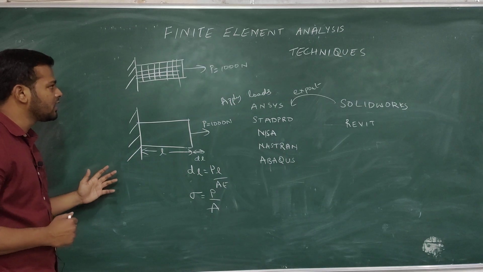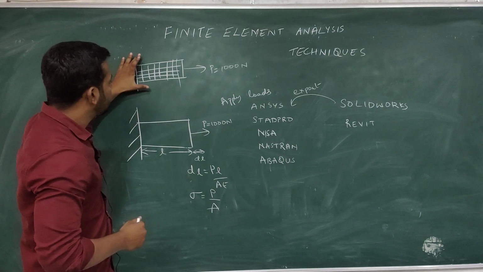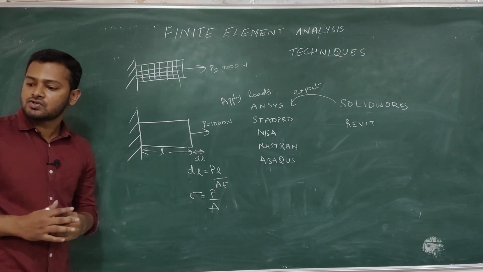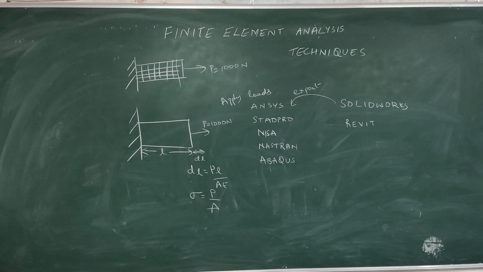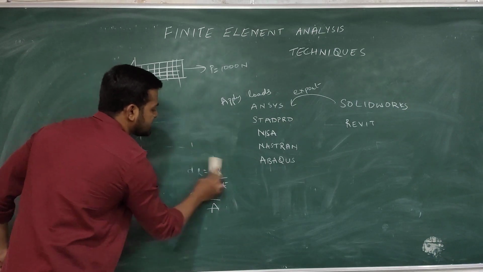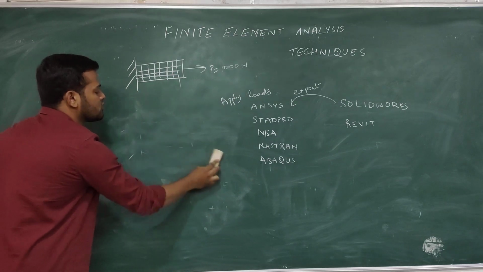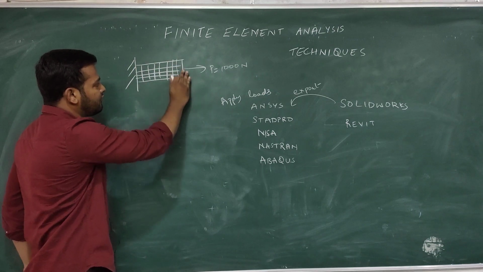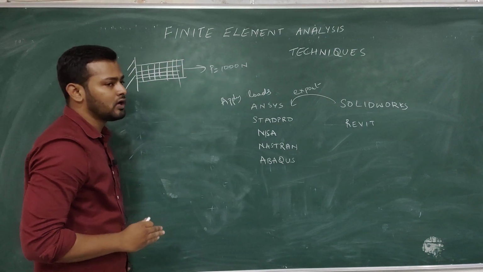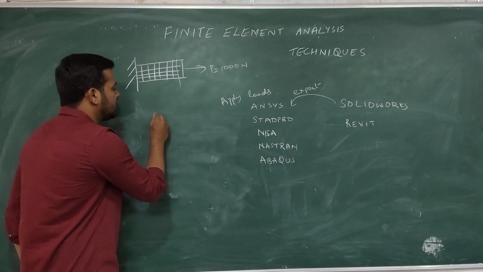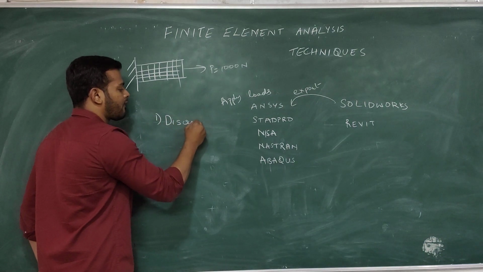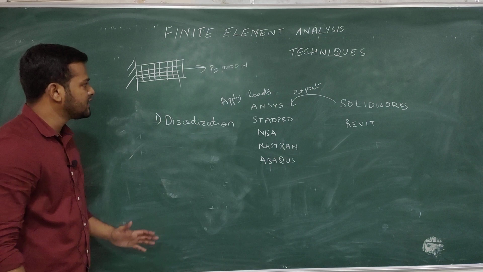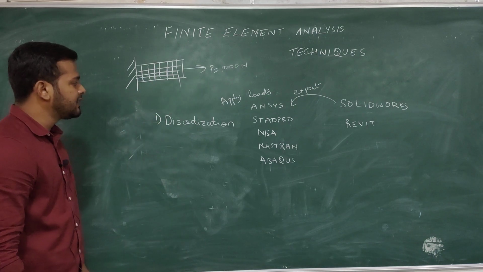So the simplest idea of finite element analysis is to divide a model into a number of simpler elements called finite elements. This is called discretization. Discretization is the first step of finite element analysis. Discretization means the software will divide this model into a number of elements. So the first step of finite element analysis is to divide a model into a number of simpler elements.